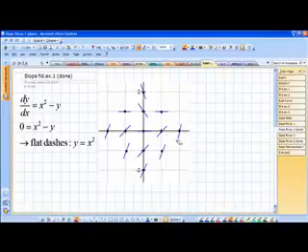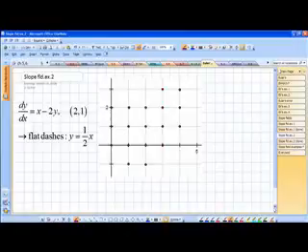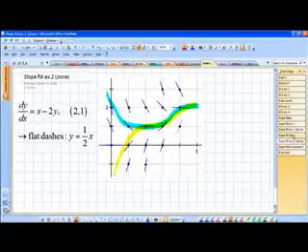It's not that crucial. Another example, we have dy/dx is x minus 2y with an initial condition of (2, 1), this point in green. You have flat dashes when y is equal to half x if you set this equal to 0. So with these spots, and then just plugging in all these points, we can get the slope field, excuse me, for the differential equation.